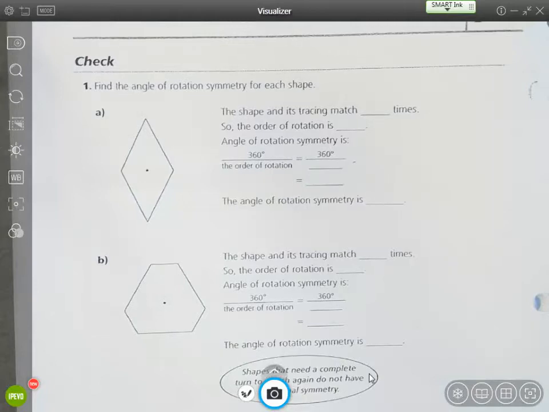Find the angle of rotational symmetry for each shape. If you want to pause this video and go ahead and try this out, you're welcome to do so. If you want to just follow along with me, you're free to do that as well. So find the angle of rotational symmetry for each shape.